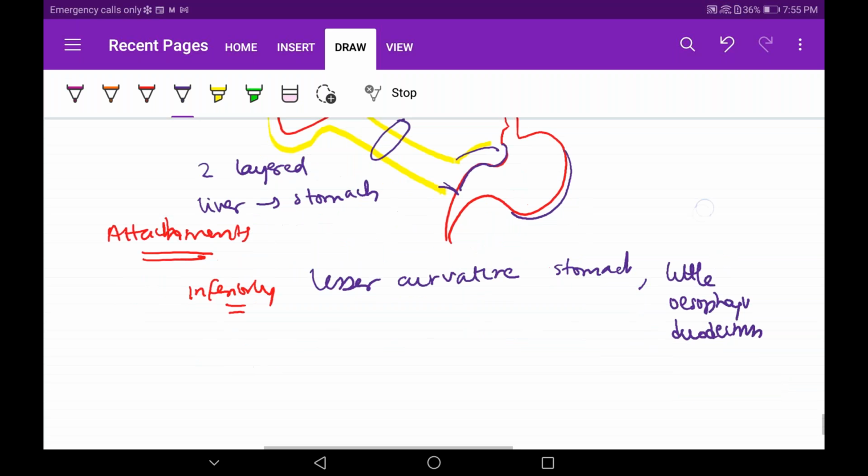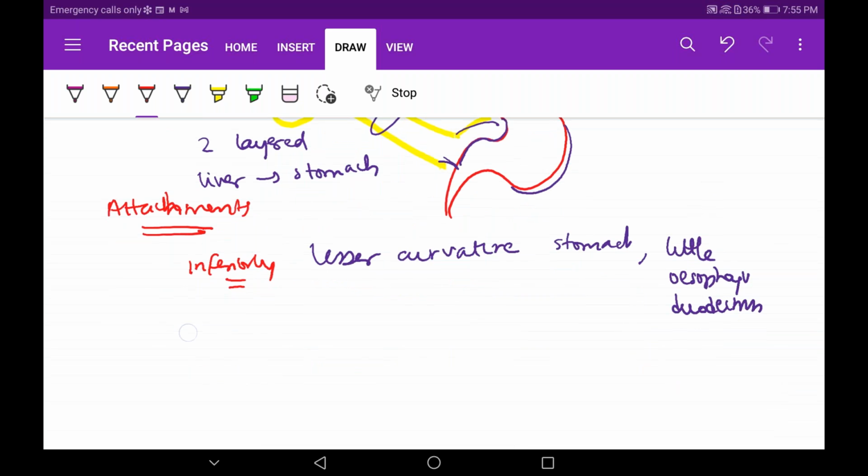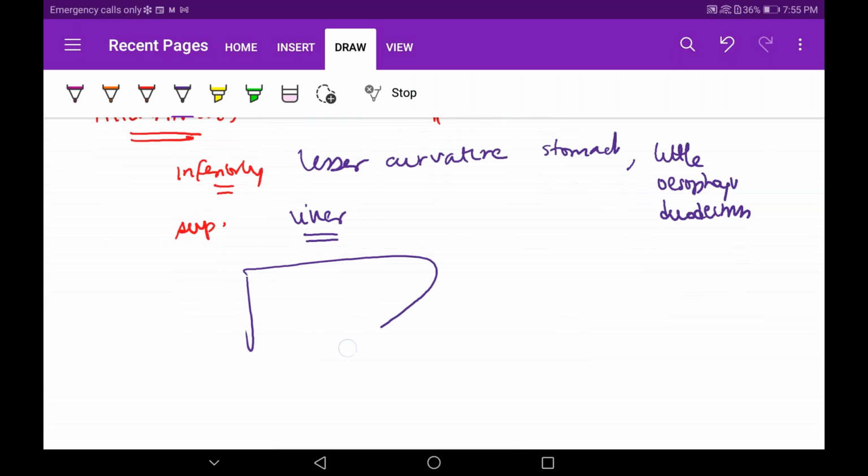Superiorly, you can see, right? It is attaching to the liver. So superiorly, it is attaching to the liver. So in the liver, what is there? I've told you to revise the anatomy. I'm telling you all the time. Whatever I tell you, you have to do before the session so that it's helpful and you understand it easily. So this is the anterior aspect of the liver.